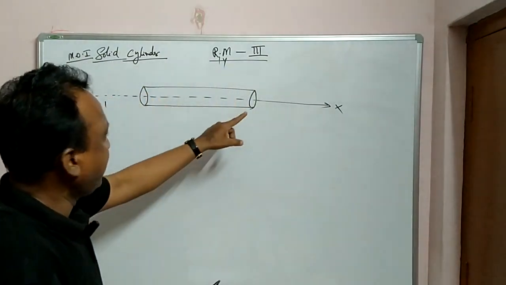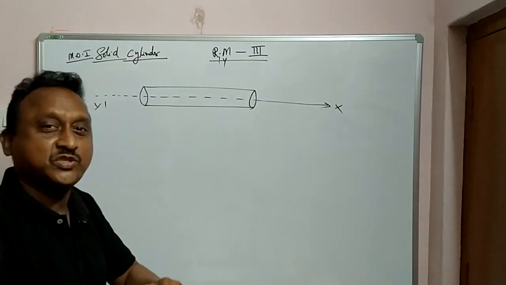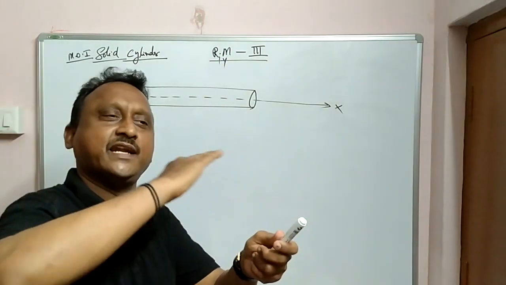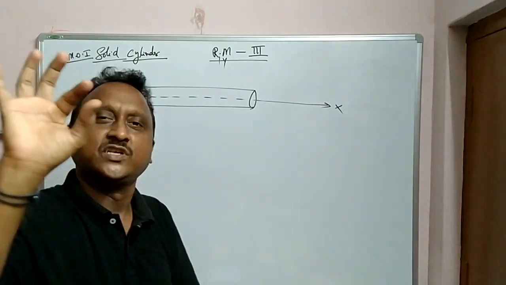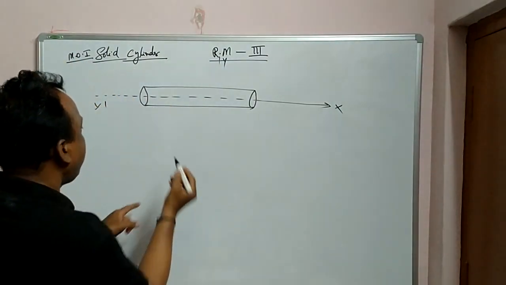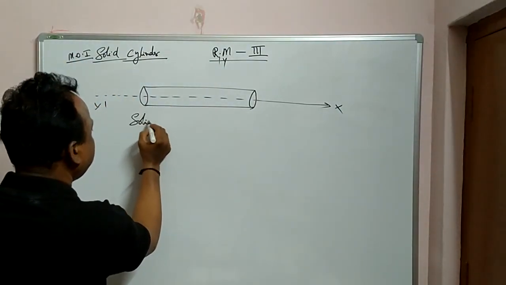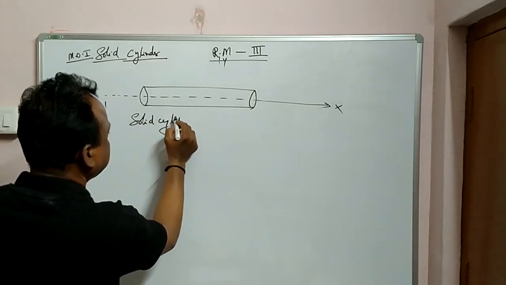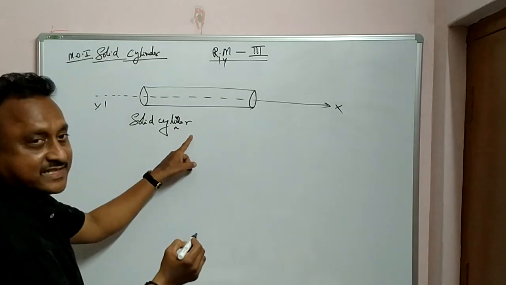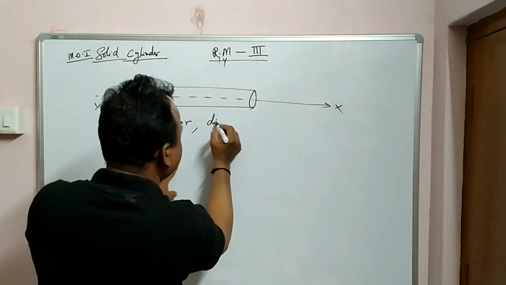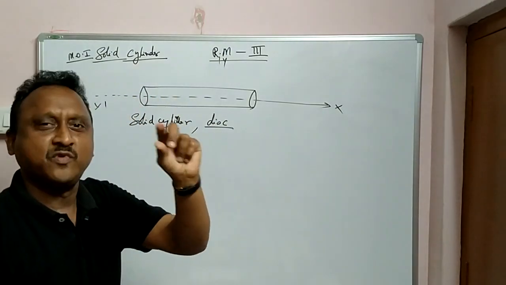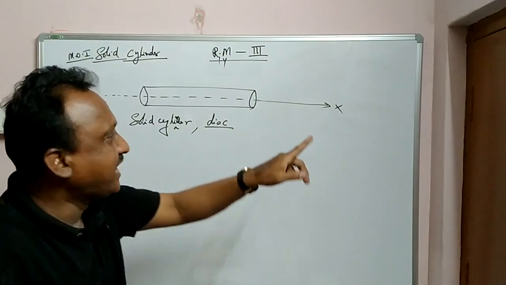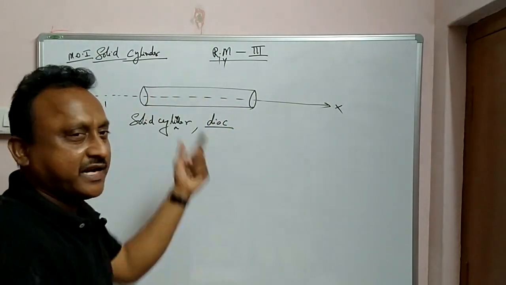So when the cylinder is rotating, what is the cylinder? Solid cylinder. When you cut the cylinder with a knife, small discs are formed. So a solid cylinder is nothing but a disc. Small discs, when you pile them up, you will get a solid cylinder. So the disc you have already derived.